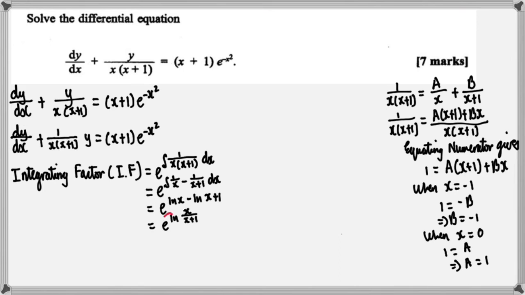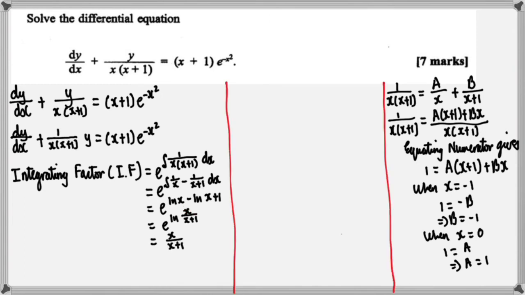And then you should notice that e to the x and ln x are inverses of each other. So they will cancel off with each other and leave you behind with x on x plus 1. And this is it. This is our integrating factor here. So once we have that, we are in the home stretch to getting the solution to this differential equation.